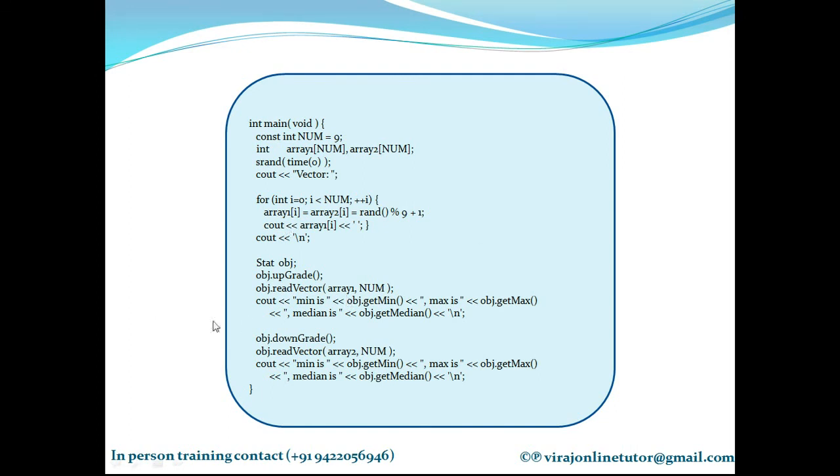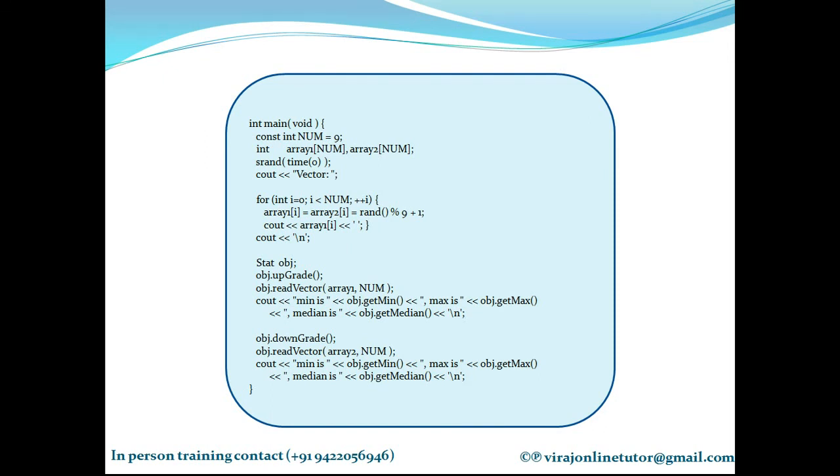Clear? Then we are calling downgrade. So if we call downgrade, we are switching back to the bubble sort algorithm. Now this array 2 will be sorted using the bubble sort algorithm. Simple.